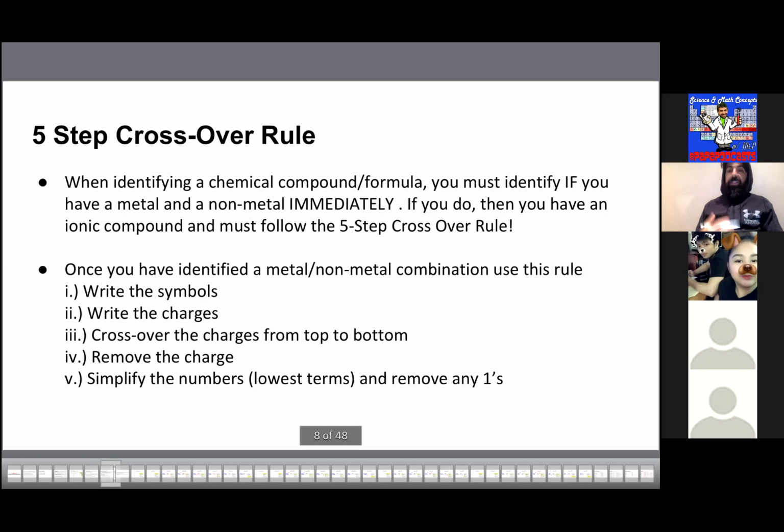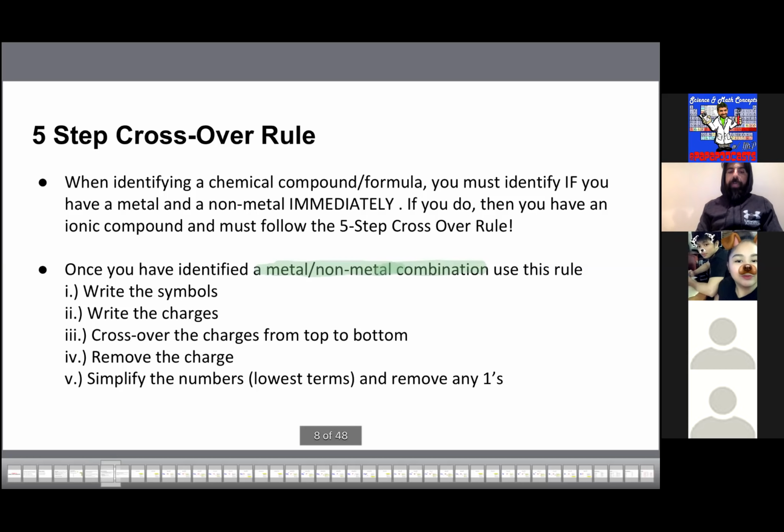First step is to identify if we have a metal, non-metal. And I can't stress just how important that is. That is really what you are looking for. You're looking for this non-metal metal combination, because once you identify that, you will be able to figure out that you could use these steps.